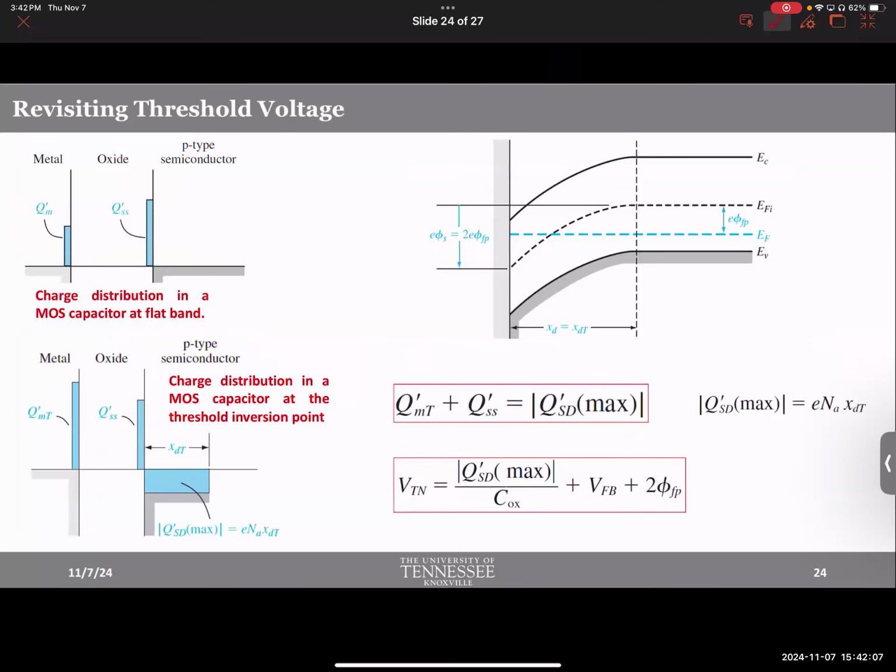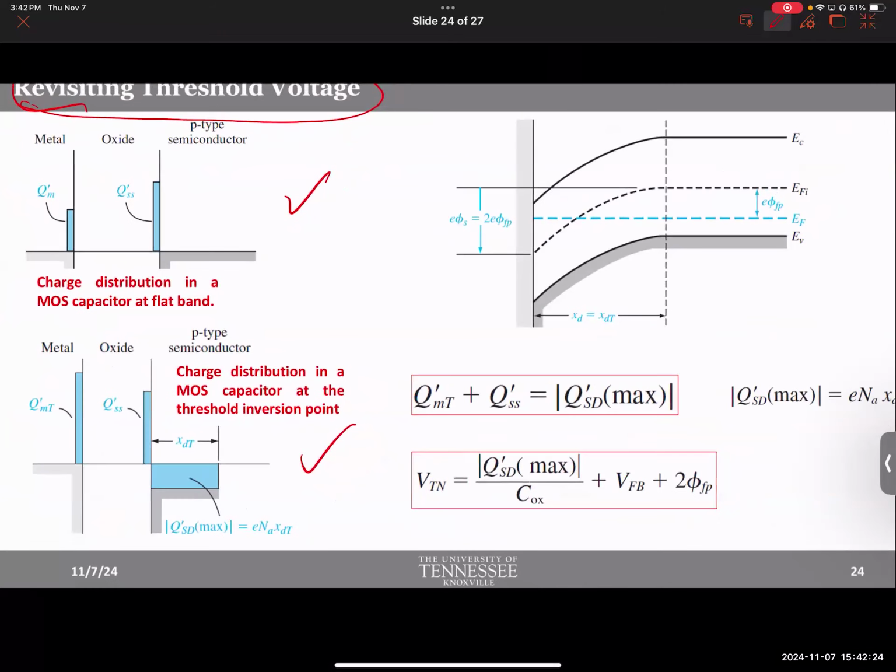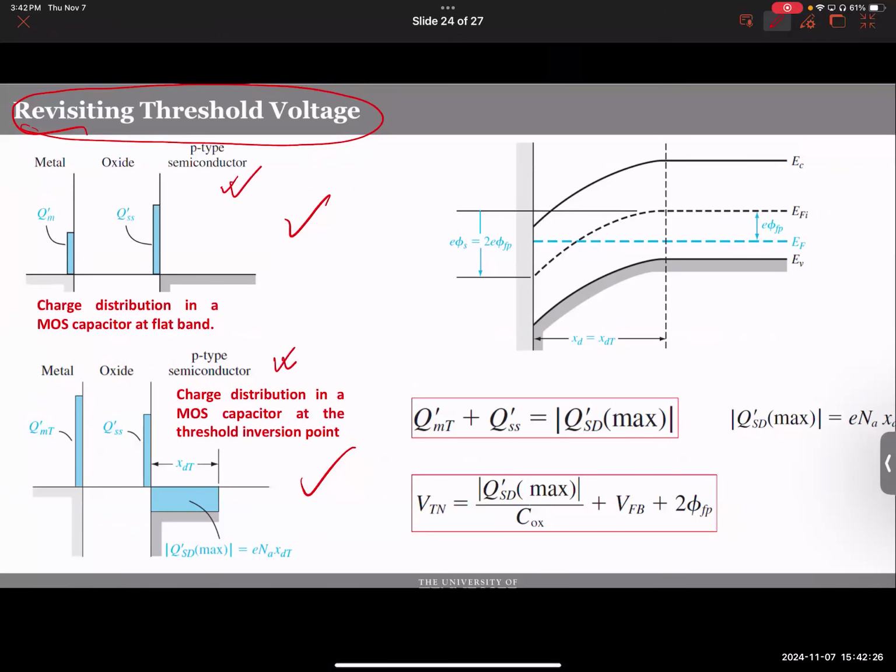Now, this is where we revisit threshold voltage. And let me tell you what happens at threshold voltage one more time using a different diagram. This is a charge distribution diagram. And I'll probably ask you, this will be one of the questions maybe in the final exam. So I'm giving you a hint. So pay attention. This is flat band. This is not. How do you know?